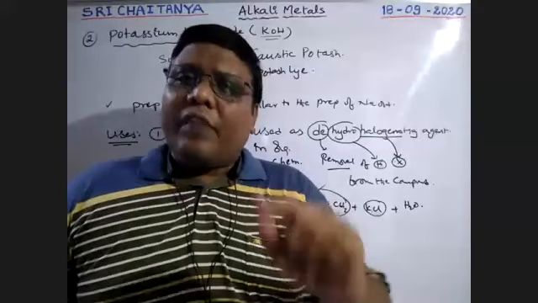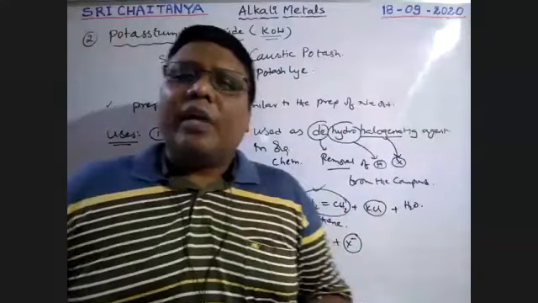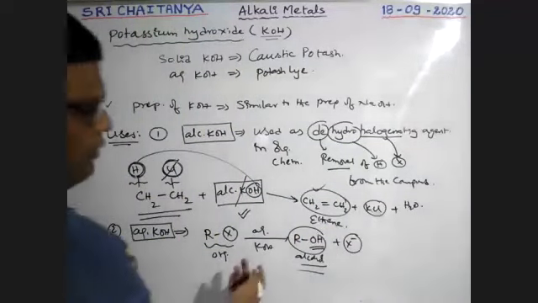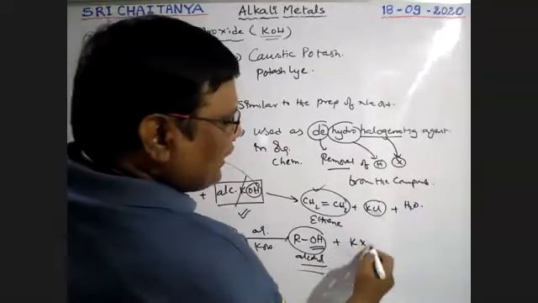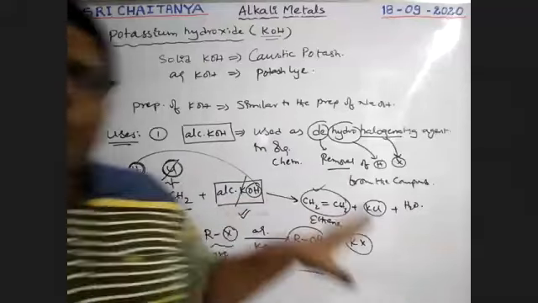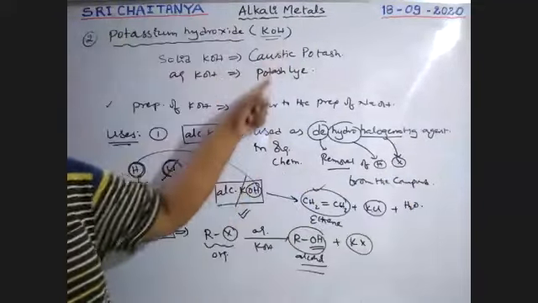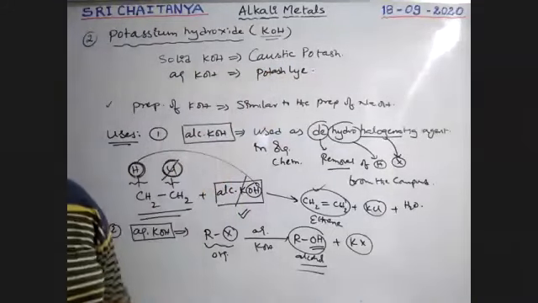Next, if aqueous KOH is used, halogen is replaced with OH. So where is the K? That is nothing but KX. KX is the product. These are some properties and importance of KOH, boys. Please keep in mind, it is caustic potash, solid KOH, potash lye, that is aqueous KOH.